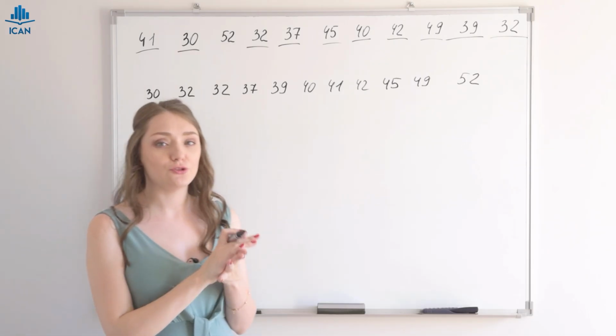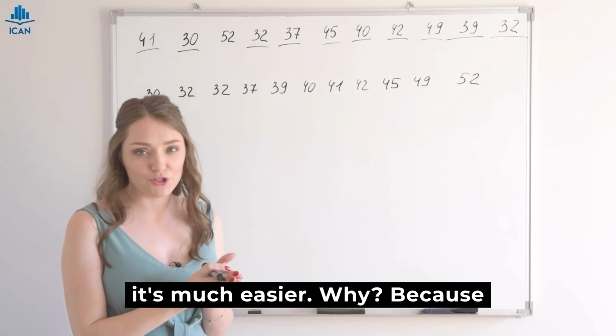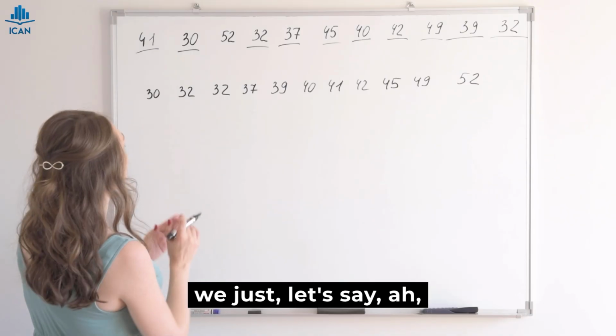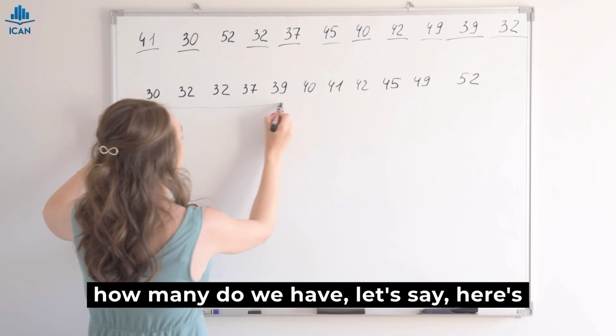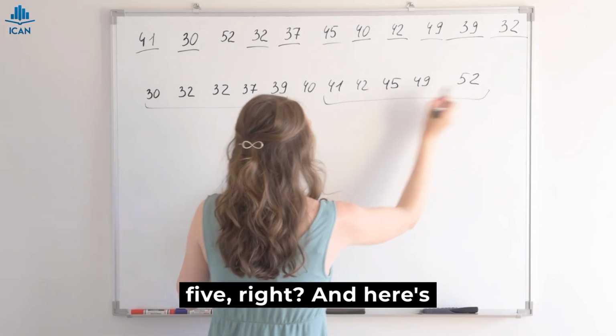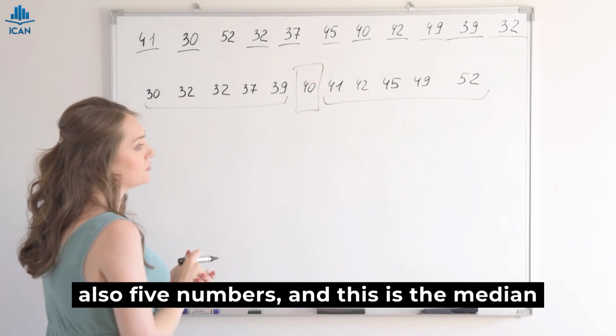What does that mean? It's an odd number. With an odd number, it's much easier. Why? Because we just, let's say, how many do we have? Let's say here's 5, right? And here's also 5 numbers, and this is the median, 40.